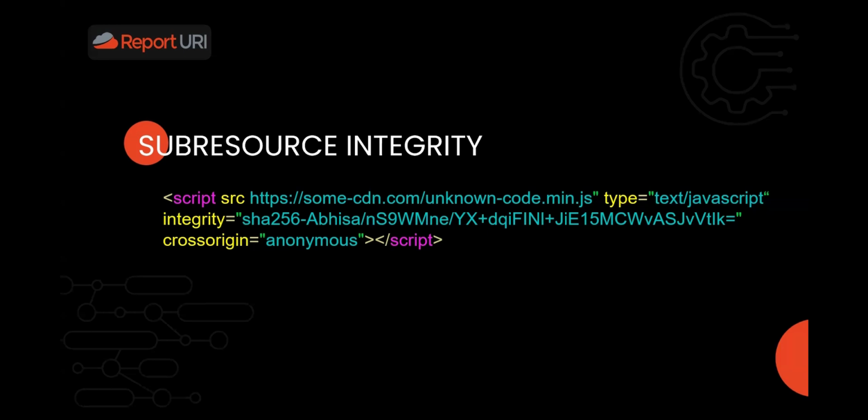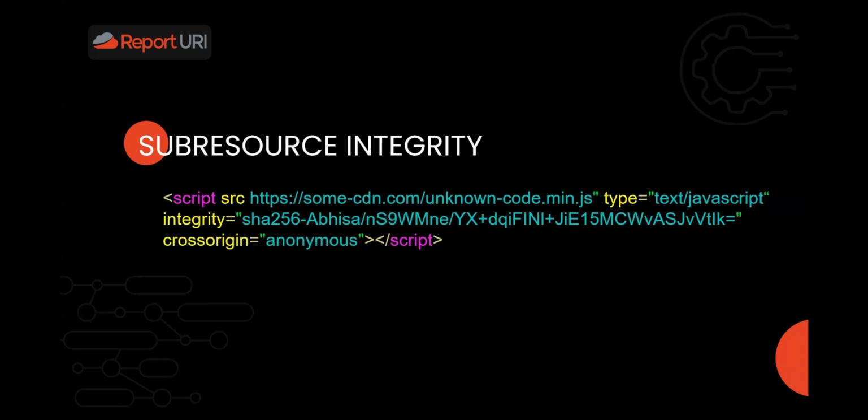So sub-resource integrity has been around for more than a decade now. This is a very common approach in terms of securing especially your third-party dependencies. When you're loading code from other locations, you can check that you're getting exactly the code that you wanted to get.